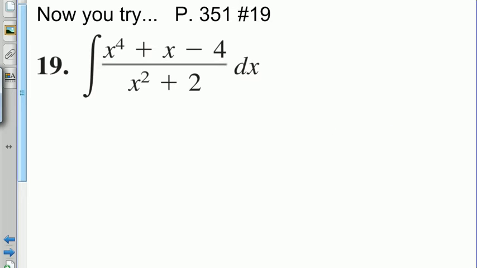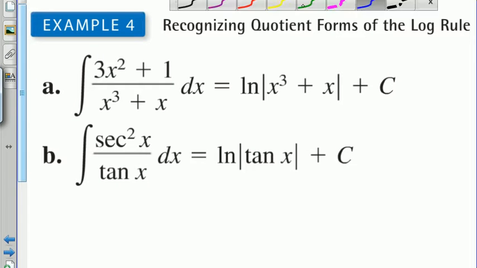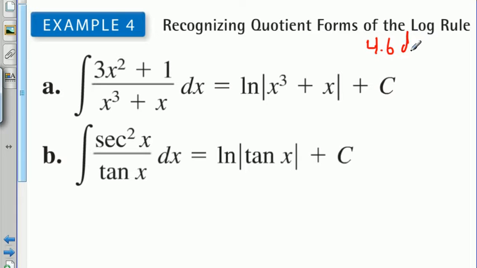All right, so we're going to consider this 4.6D. So it's the fourth video for 4.6 log integration. This is just showing, maybe it would be helpful for you to see a few of these. So look at what do you think here is the u?